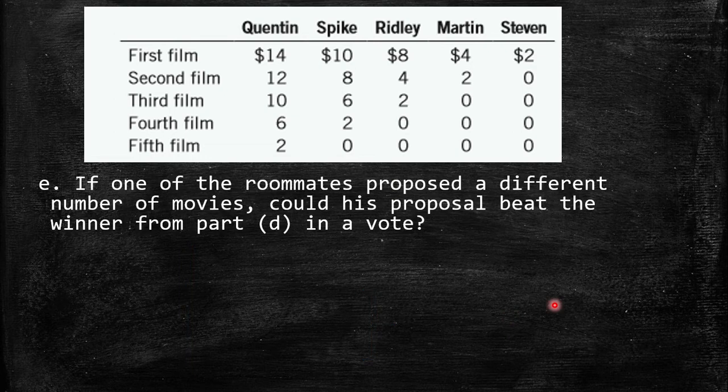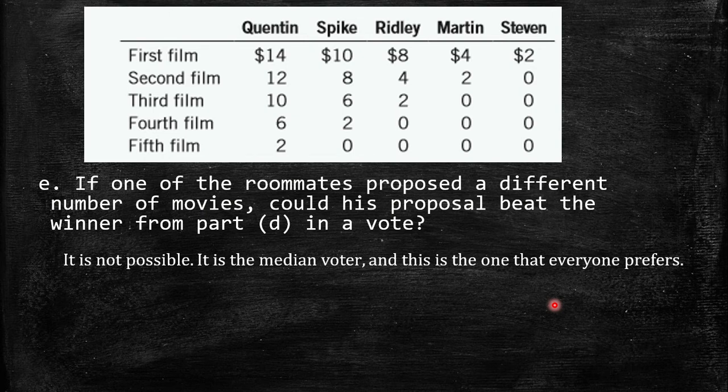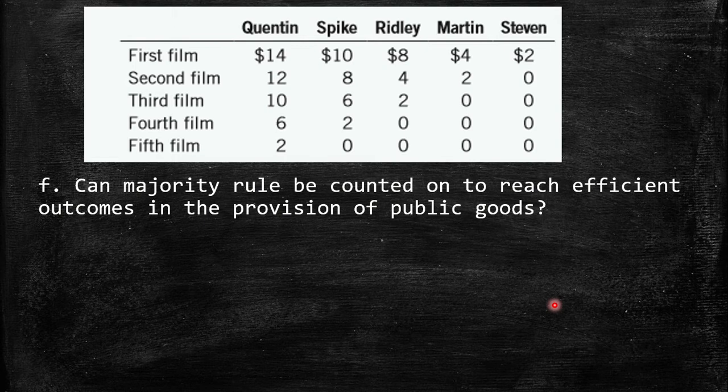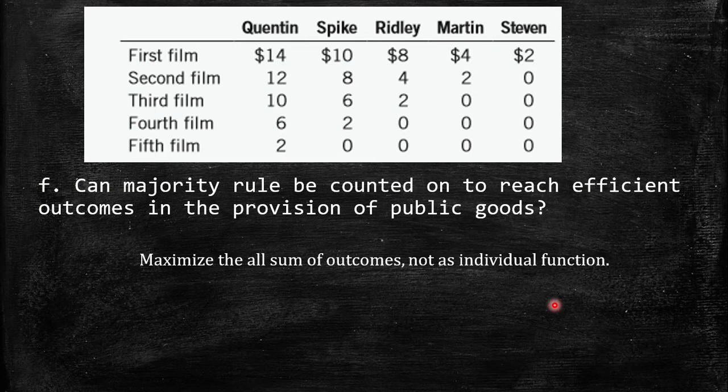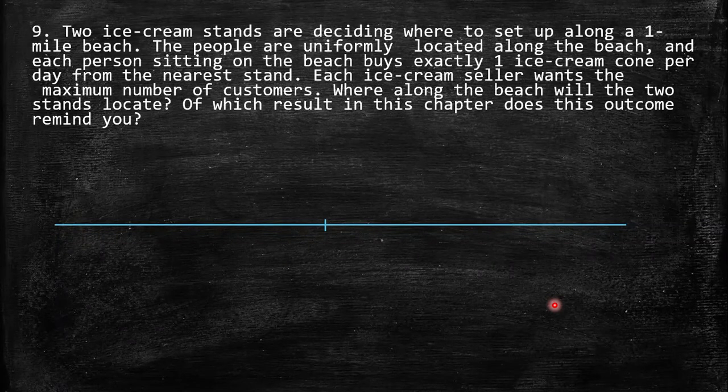Then, if one of the roommates proposed a different number of movies, could his proposal win a vote against the result from part D? Well, it is not possible, because the median voter is the one that everyone prefers, or at least the maximum number of people prefer that situation. F. Can majority rule be counted on to reach efficient outcomes in the provision of public goods? Well, the idea is we need to maximize the whole sum of outcomes, not individual functions, because then there would be different results.